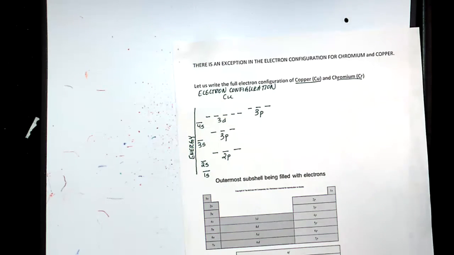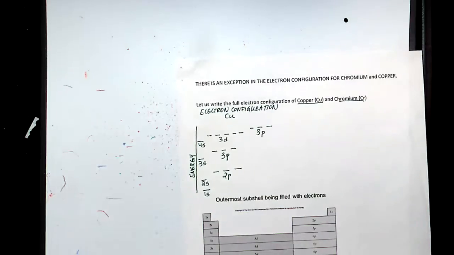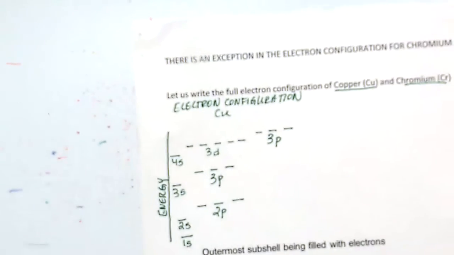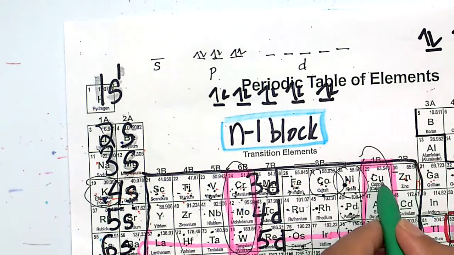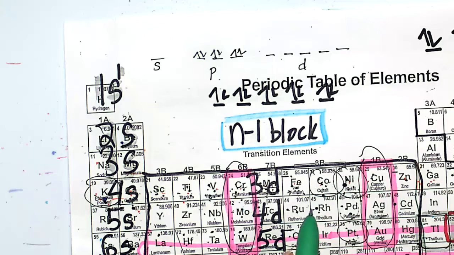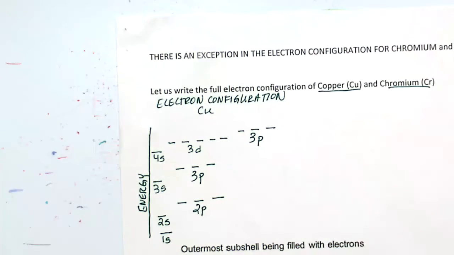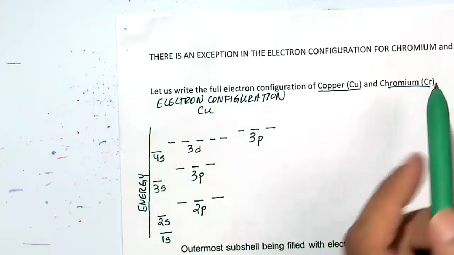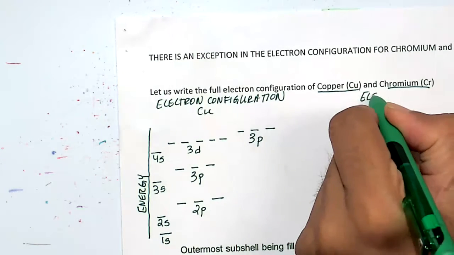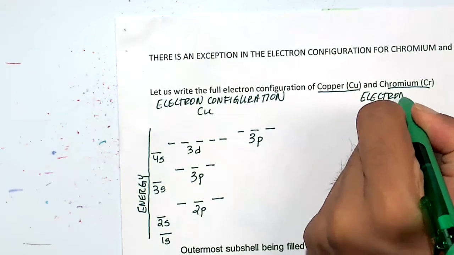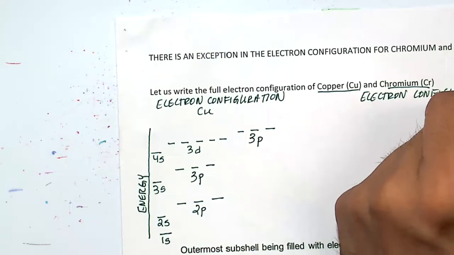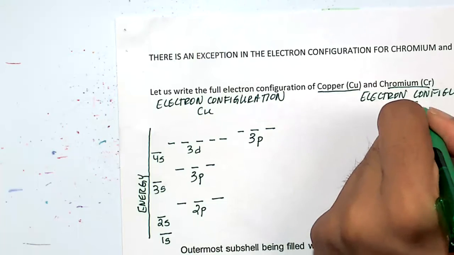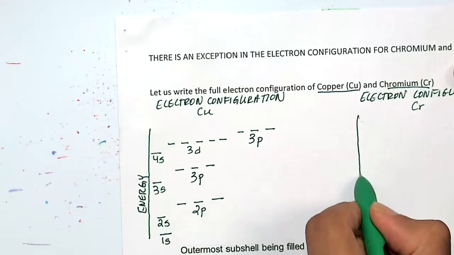All right, so electron configuration of copper. How many electrons are in copper? 29. Let's do chromium first. So let's just do on this side here the electron configuration of chromium, Cr.